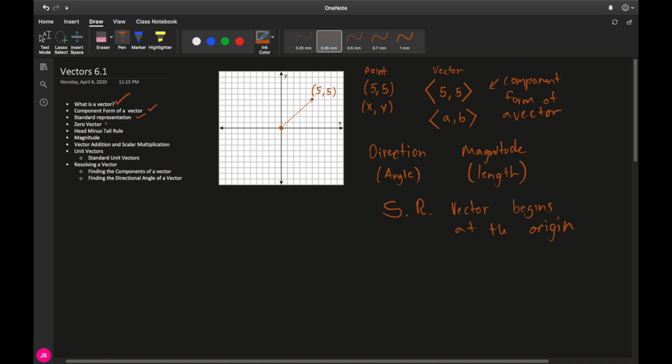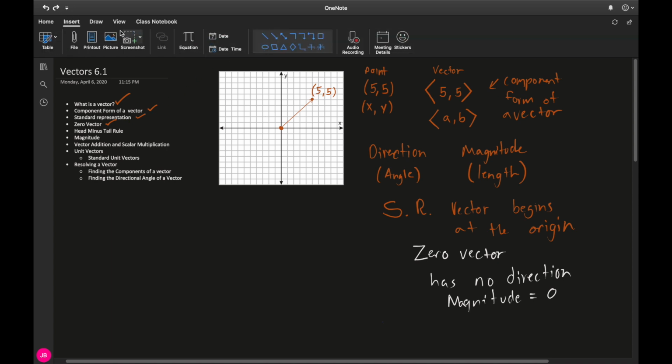Now there is one vector that does not extend, and that is called the zero vector. And the zero vector has no direction and has a magnitude equal to 0. So a zero vector would literally be just there. So far we've gone over what is a vector, the component form of a vector, a standard representation of a vector, and a zero vector. Now, if there is a standard representation of a vector, there has to be a non-standard representation of a vector, I guess. So let me go ahead and draw another vector right here.